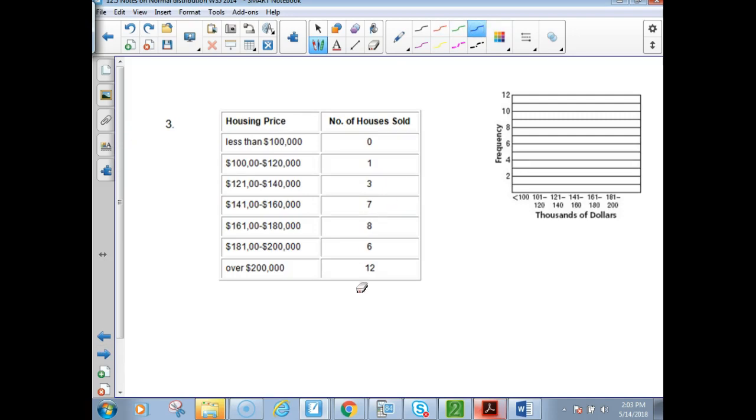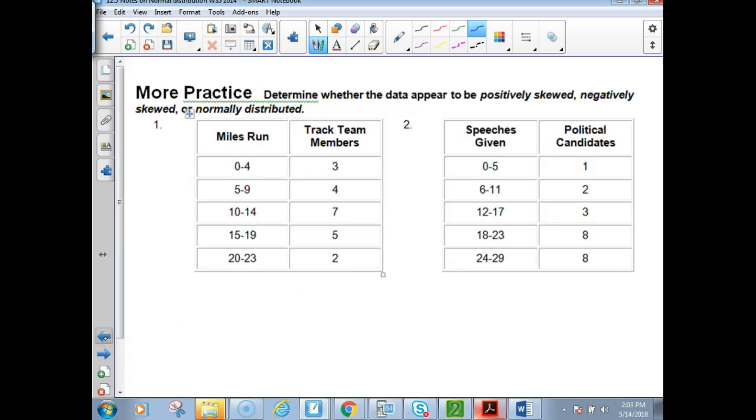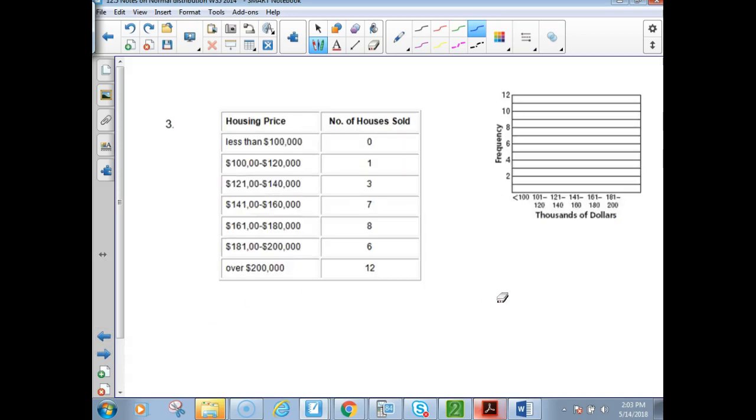Okay, we've got this housing situation on this next page. I don't think you have a whole lot of problems, but after this one, I'm going to let you practice the rest for assignment.